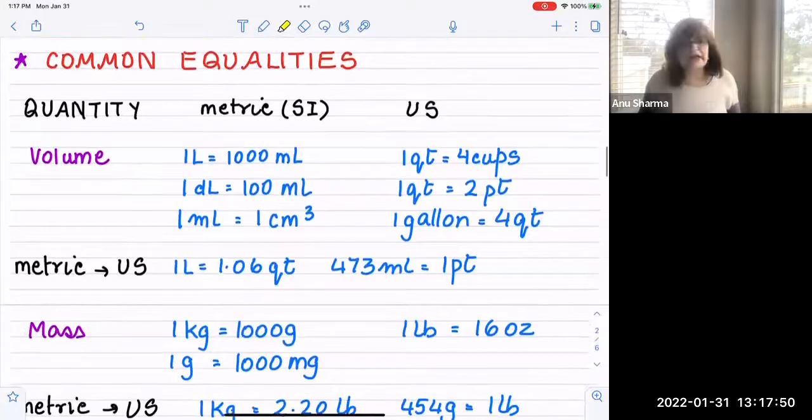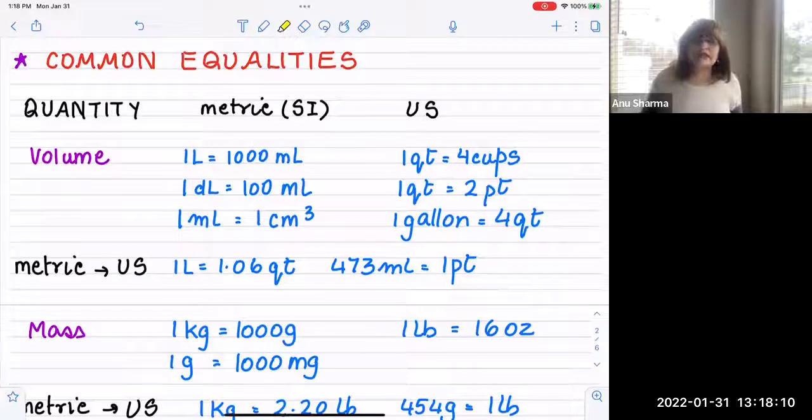Now we are going to look at the equalities. In other words, conversions within the metric system, conversions in the US system, and then converting the metric to the US and US to the metric. So these are called the equalities. So now we are going to look at the common equalities in volume. In volume, 1 liter is 1000 milliliters. 1 deciliter is 100 mL. 1 milliliter is 1 centimeter cubed. These are just some examples I'm giving you, but there are more.